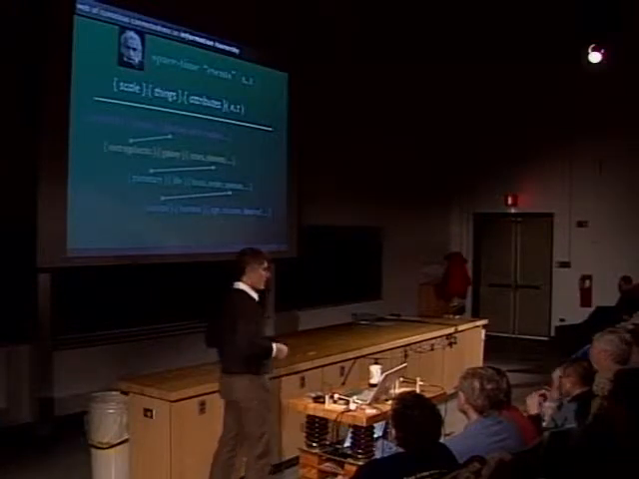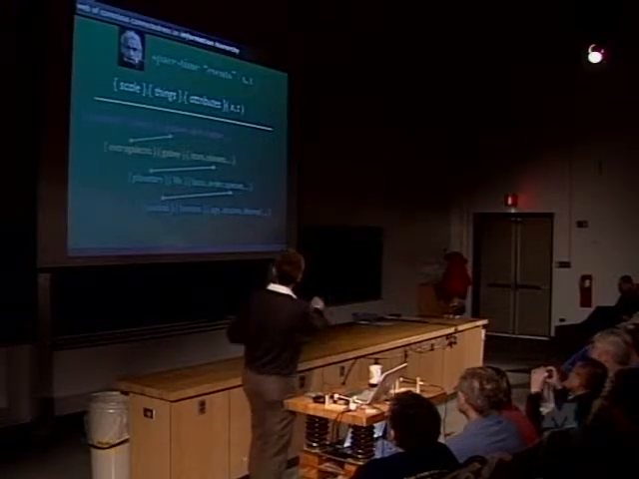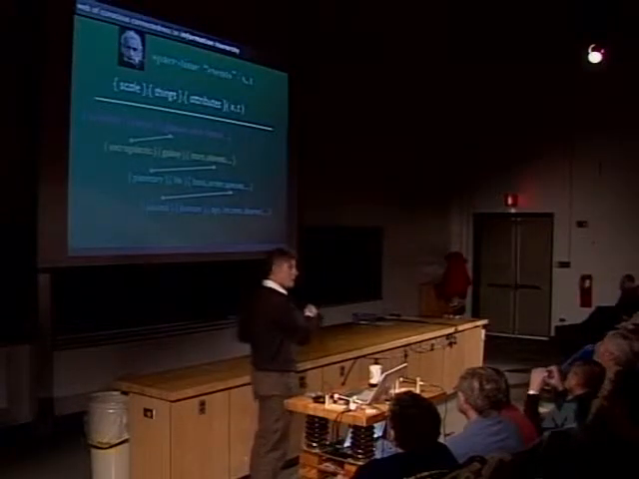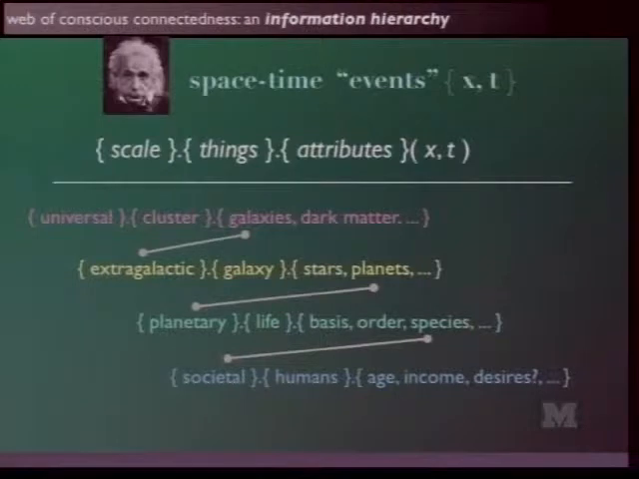And is it a carbon-based form? Is it silicon? Is it something, whatever? And then get to the species level, and then you can talk about society, and you can talk about humans, and you can talk about things like age and income and desires. You can put attributes on us, right? We all have attributes, and what's happening now is those attributes are increasingly becoming quantitative, right?